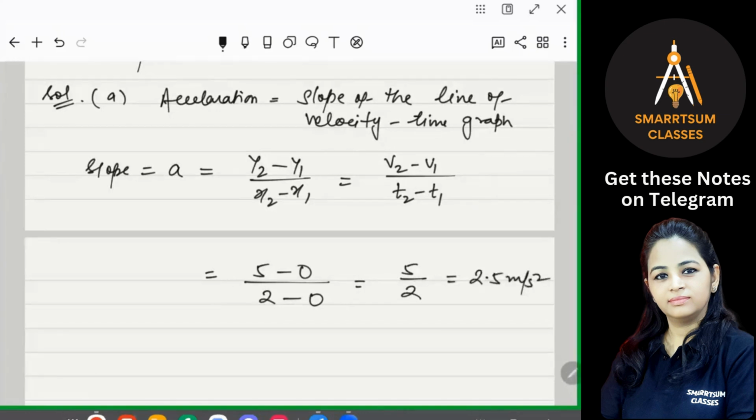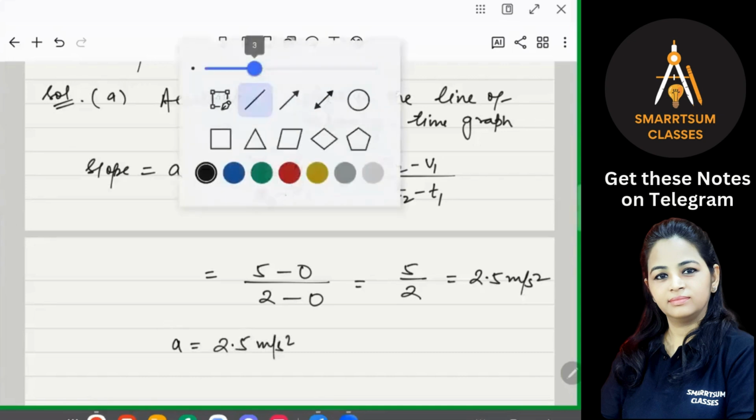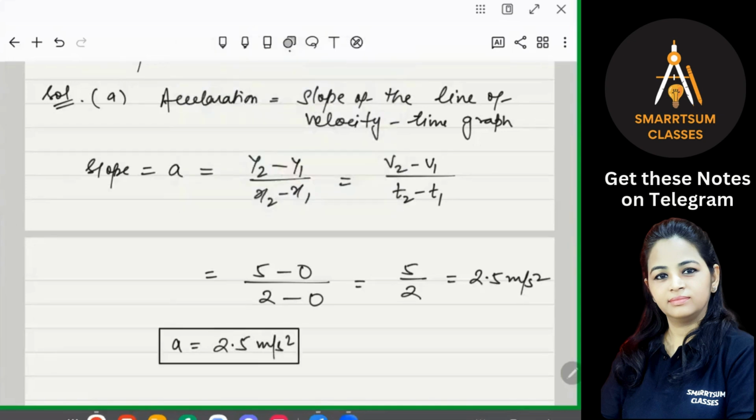So the slope of a velocity time graph will give you the acceleration. Why acceleration? Because change in velocity with time is what? It is acceleration. Is that clear? So what will be the acceleration here for this motion of the body? That is 2.5 meter per second square. So this is your answer of the first part. Is that clear to both of you? Yes or no?